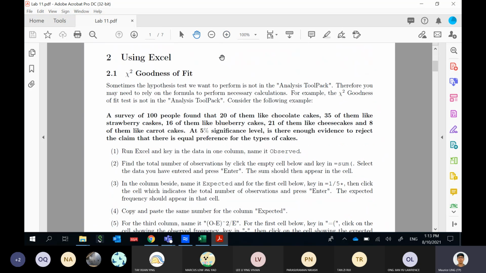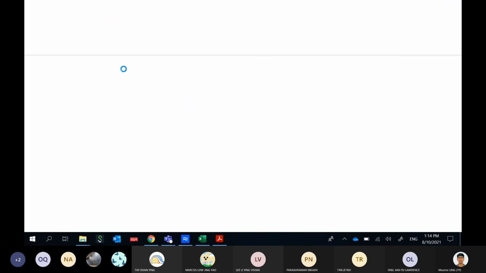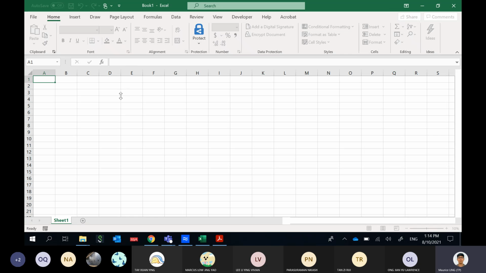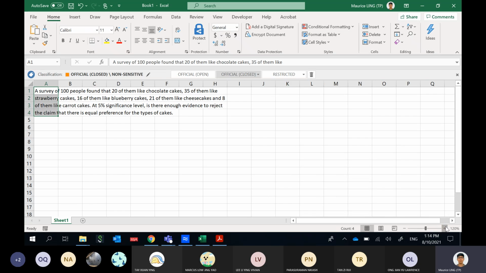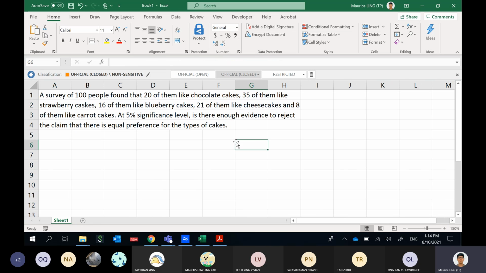So what we are going to do is this. Let's say there's a survey of 100 people. Let's do this by ourselves. So let's do our chi-square statistic. Okay. There's a survey of 100 people, and 20 of them like chocolate cakes, 35 like strawberry cakes, 16 like blueberry cakes, and 21 like the rest. Okay. So let us just put them in order.